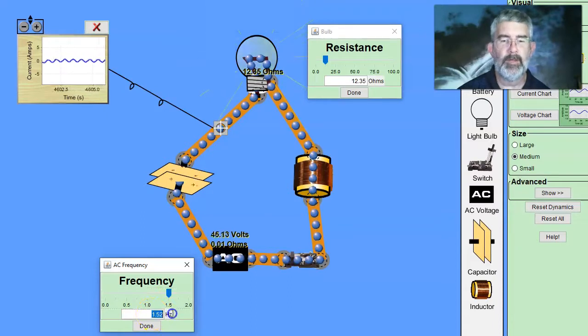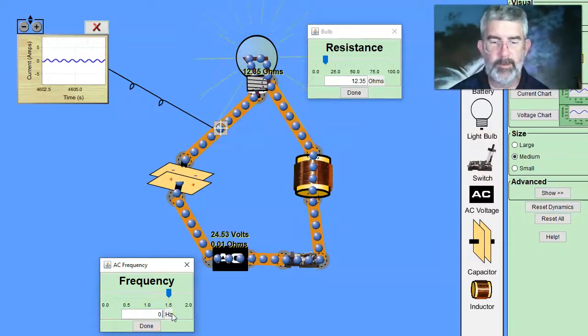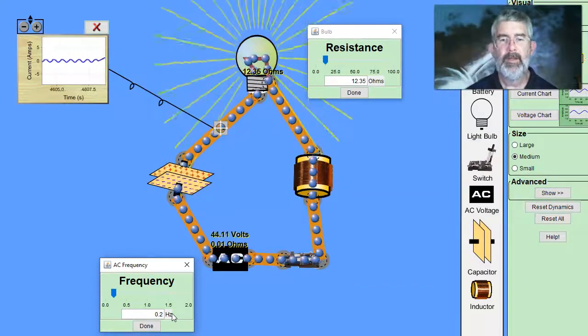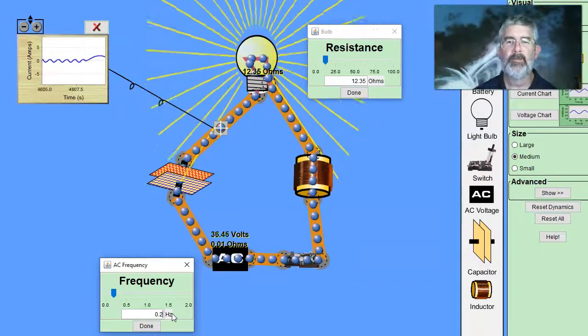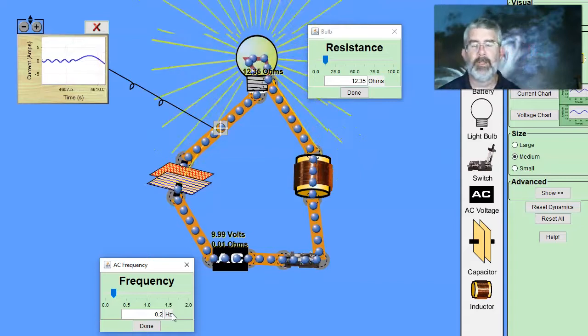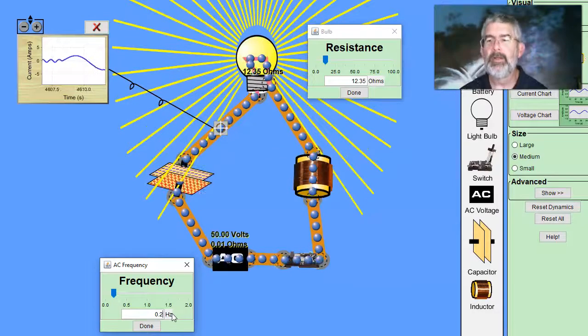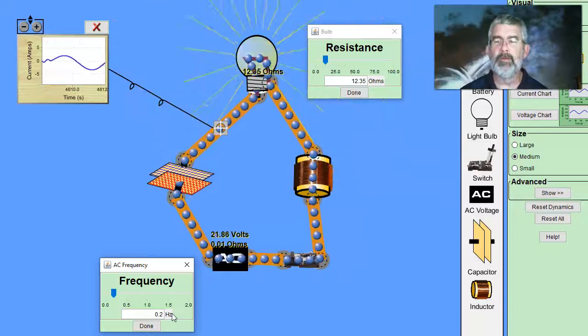Or bring it down to 0.2, and you get much more flow through it. I'm not changing the voltage. I'm not driving this any harder. I'm just driving it at a different frequency.